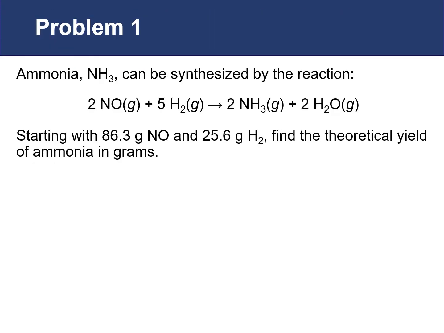Let's now look at a couple problems that have to do with the concepts of limiting reagent, theoretical yield, actual yield, and percent yield. So first, ammonia, NH3, can be synthesized by the reaction 2 nitrogen monoxide plus 5 hydrogen goes to yield 2 ammonia, NH3s, plus 2 waters. If we start with 86.3 grams of NO and 25.6 grams of hydrogen, we want to find the theoretical yield of ammonia in grams.